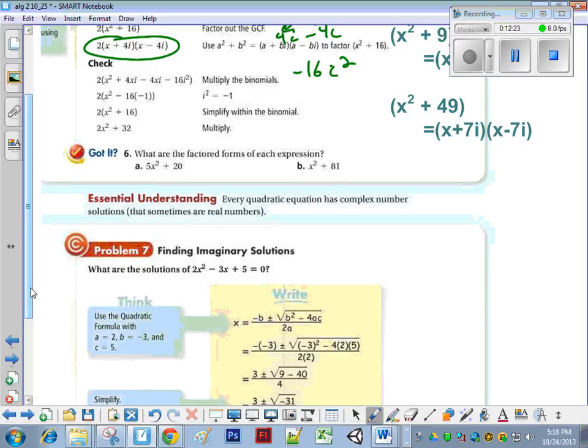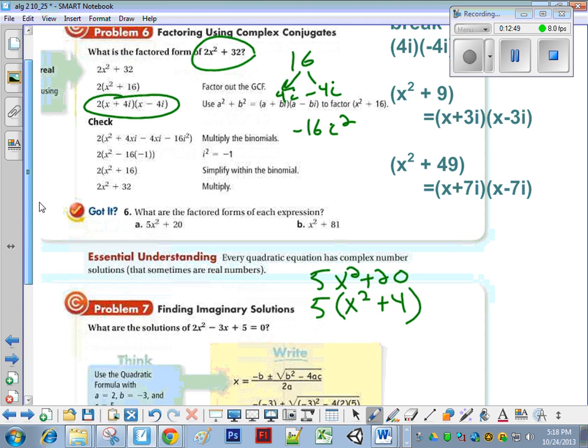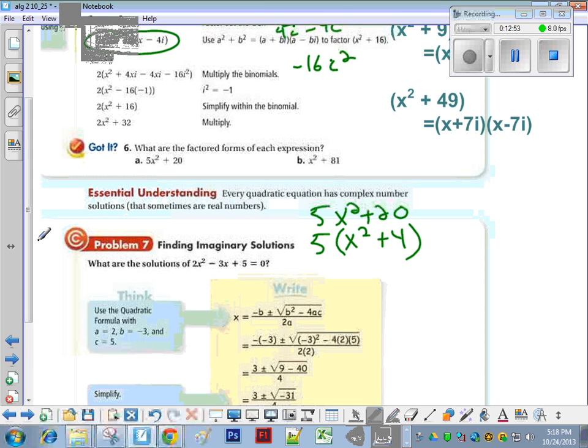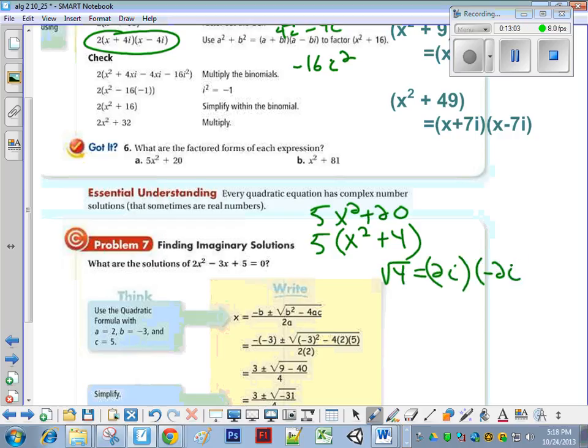Now let's try a couple of these quick check-its. So I'm going to check this one, 5x squared plus 20. I'm first going to factor out the greatest common factor of 5, x squared plus 4. Now as long as the 4 is a perfect square, I'm going to find the complex conjugates of that. So in a way, what we're doing is we want to break this down to the square root of 4, which is 2. So I'm going to say that's going to be 2i times negative 2i. It's just another way of square rooting. So what this is going to become is 5 times x plus 2i times x minus 2i.